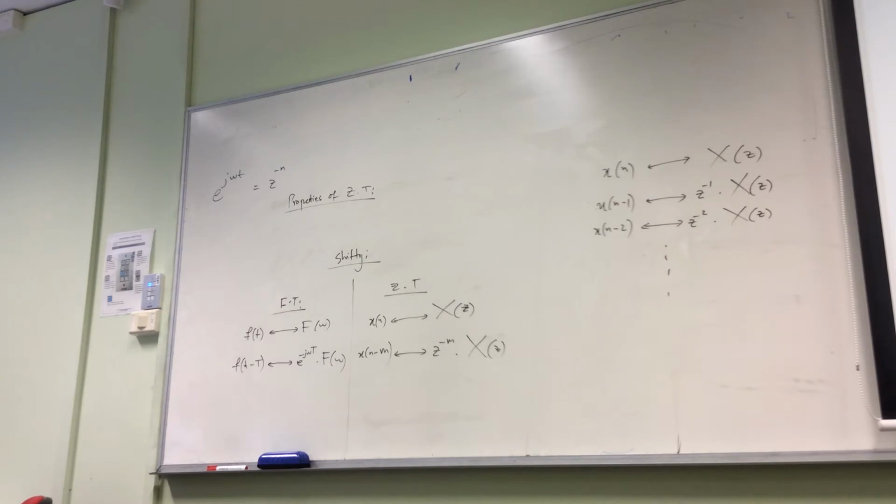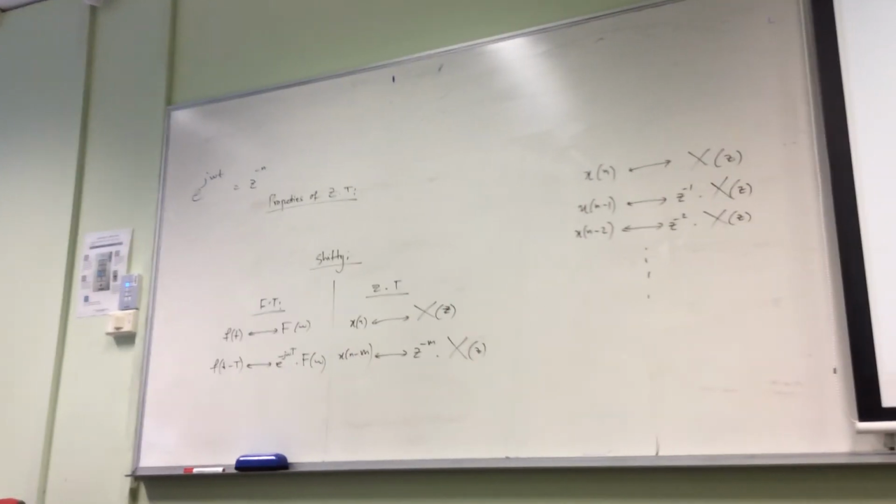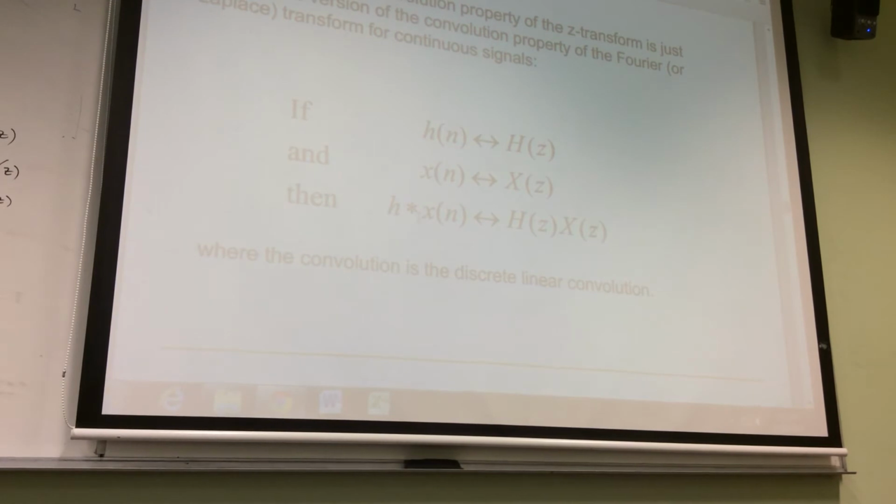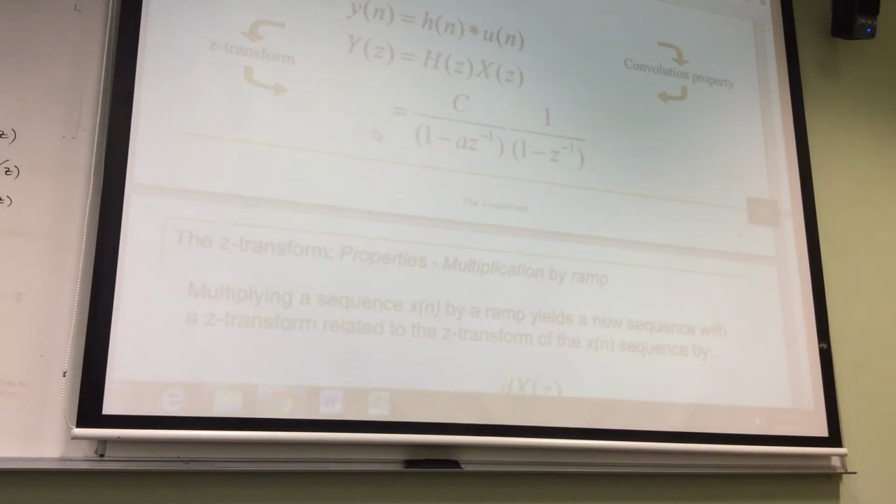Next one is convolution. Convolution is easy. The convolution in time domain will become a multiplication in z domain, just like Fourier transform. The same: convolution will become multiplication. f(t) convolved with g(t) gives F(omega) multiplied by G(omega).